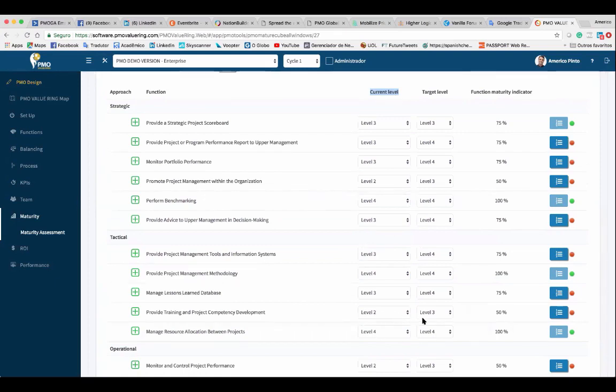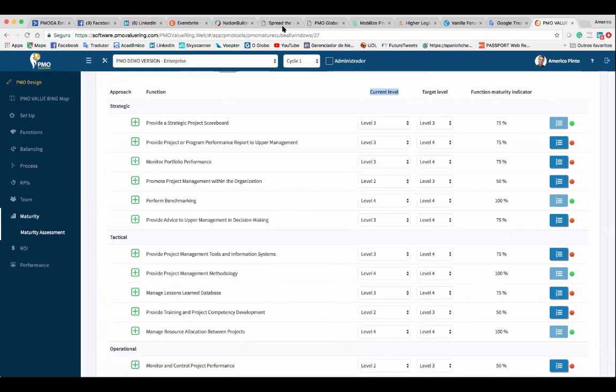And also, you have to say which will be your target level at the end of the cycle in 12 months. So, for example, in terms of methodology, I'm level 4 and I want to keep level 4. But in provide lessons learned database, today I'm level 3, and at the end of the cycle, I want to be level 4. Is it okay? That's how it works.